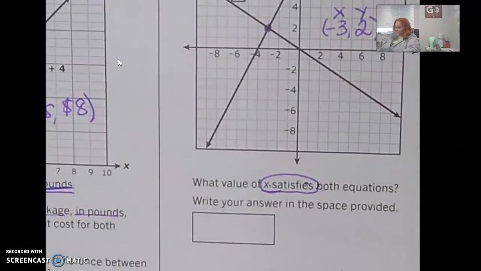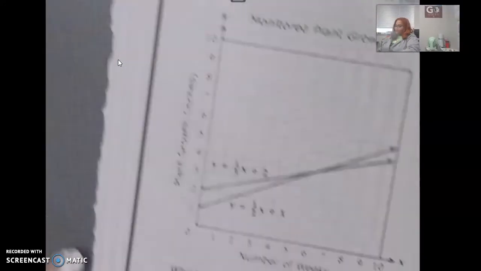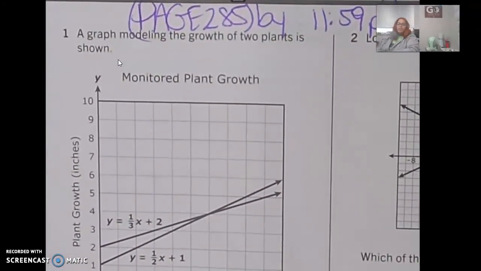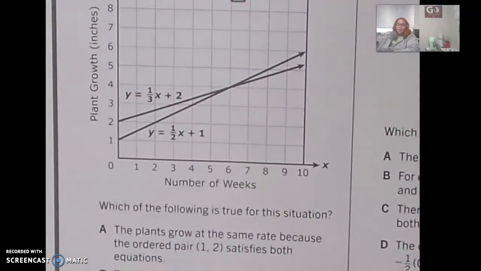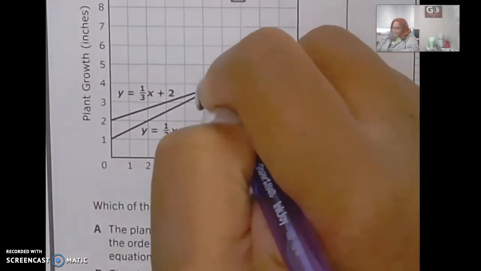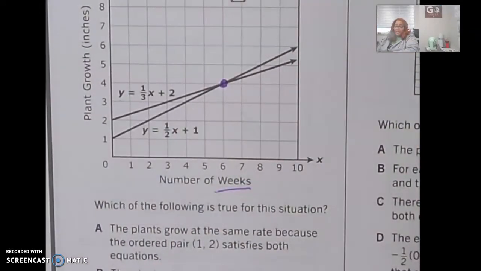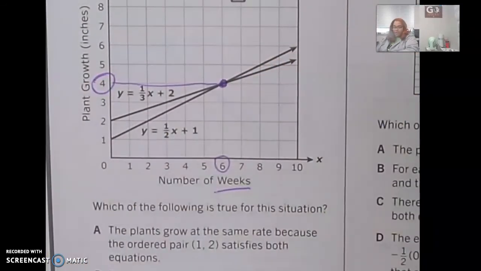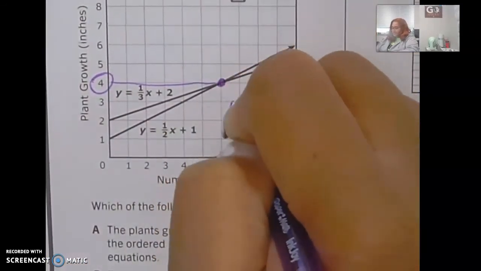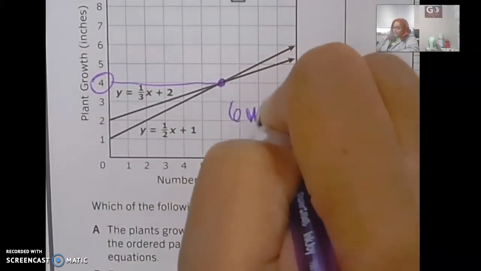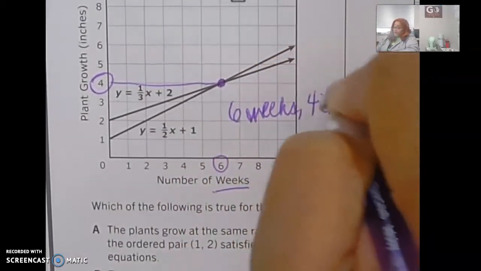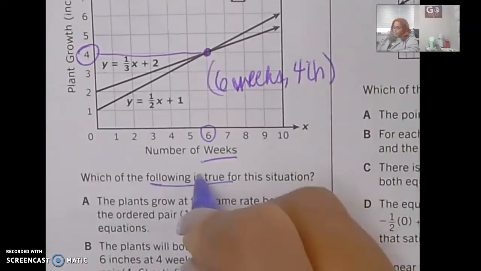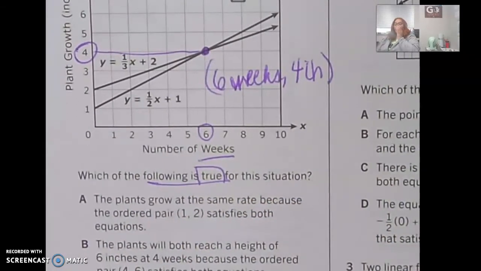All right, page 285. A graph modeling the growth of 2 plants is shown. Look at where they intersect. That's where the growth is the same and the number of weeks are the same. So this is 6 weeks and this is at 4 inches. So after 6 weeks, each plant will be 4 inches tall. So I need to make sense of that and figure out which is true for the situation.